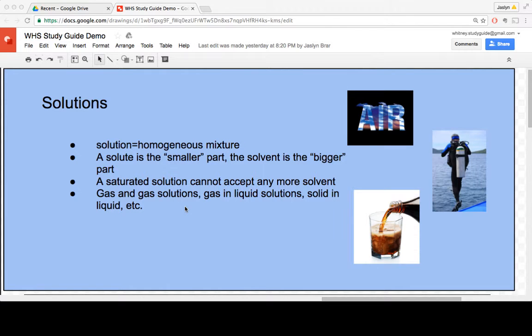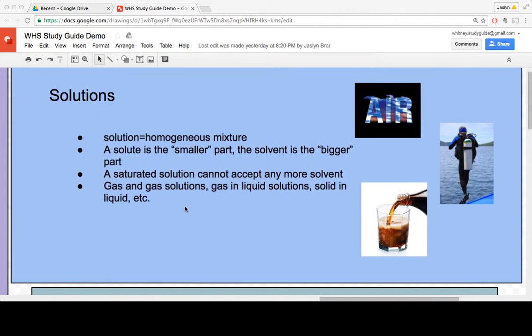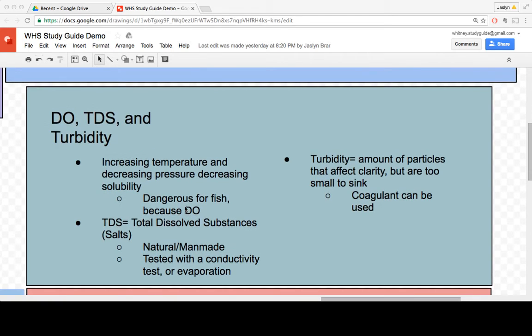Okay, so on with this review. Another part of the chapter that is more memorization rather than a process is the DO, dissolved oxygen, TDS, and turbidity. So in any solution, not just water, not just lake water like we saw in class, increasing temperature and decreasing pressure decreases solubility.